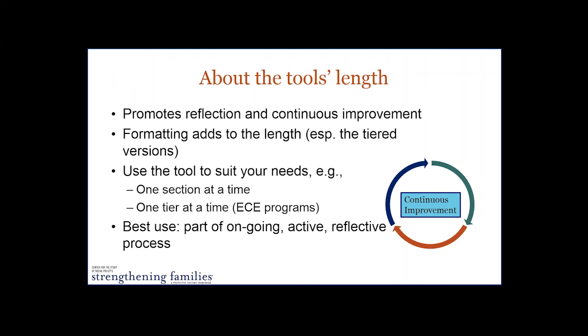You might want to complete it one section at a time. Take a section, complete it over the course of a month, and then the next month take another section, or even 6 months later take another section, depending on what works for your organization. For early care and education programs who are using the tiered version, you might look at all the tier 1 level items first. And once you feel confident that you're doing as much as you can within those items, then move up to the 2nd level and start looking at which of those items you're doing or could be doing. So we have recommendations about how to use it, but as long as it's part of an ongoing active and reflective improvement process, it's going to be a benefit to your program.